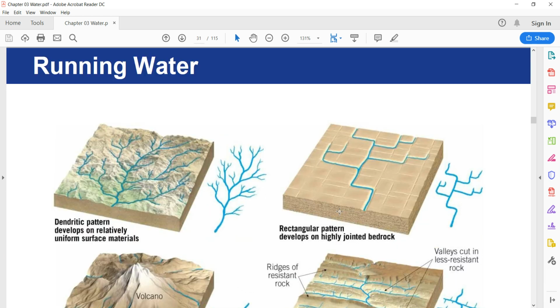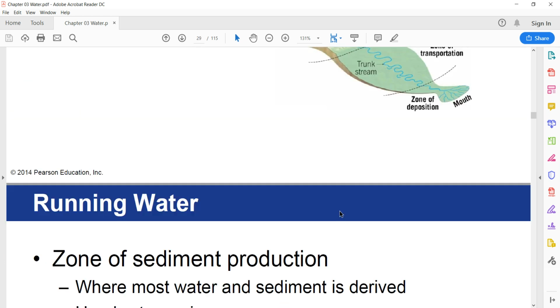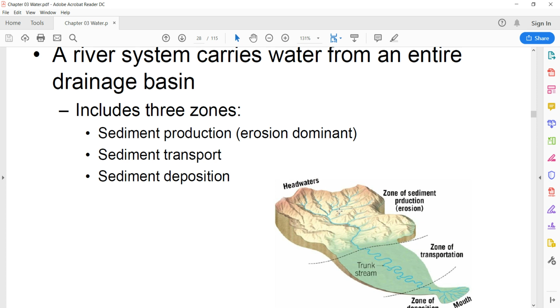Okay, so we will go into more detail. Let's talk about these three zones first. I was talking about how, due to a steep slope on the landscape in the earlier stage of the river, the water will have lots of energy. Due to having lots of energy, it will cause erosion. It will have a lot more energy to cause damage to the surrounding landscape. As it is causing erosion, it is producing a lot of sediment. That is why the first stage of the river system is called sediment production, where erosion is dominant and lots of sediments are produced.